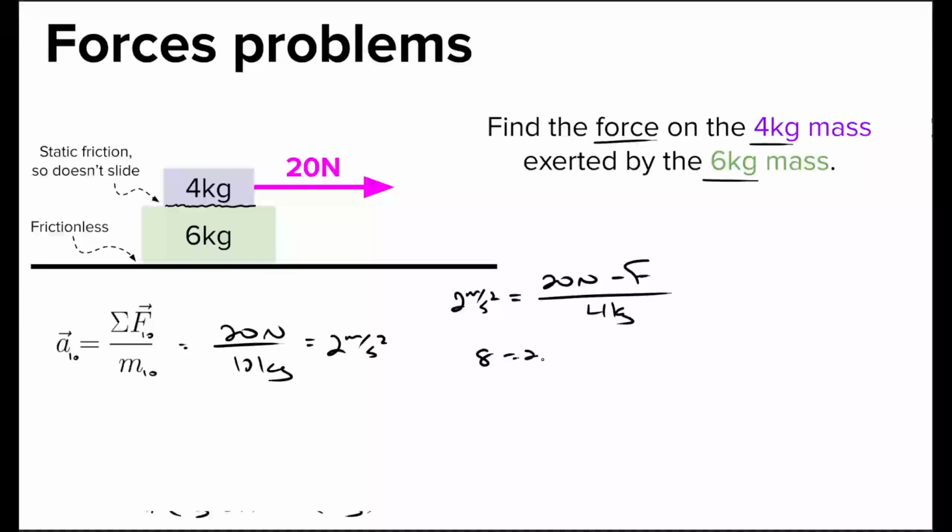I solve this for F. I'm going to get 8 over here equals 20 minus F. F, in other words, is going to be 12 newtons. That's the force on the 4 by the 6.